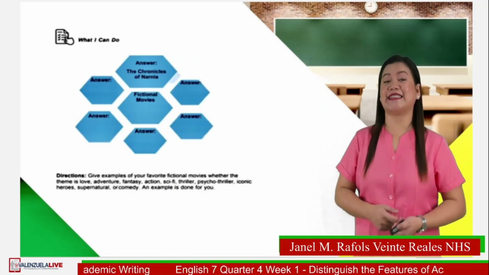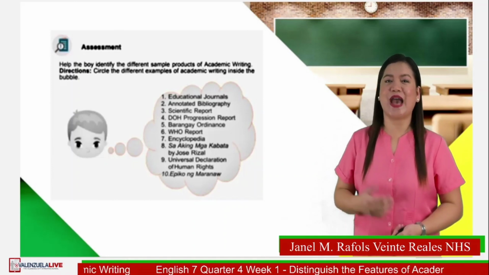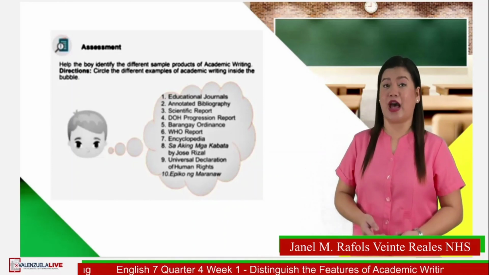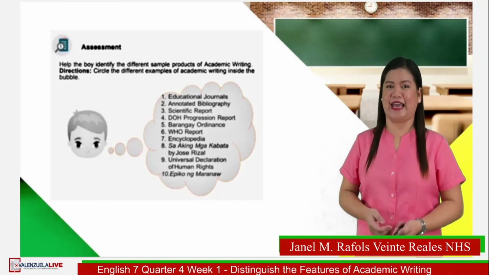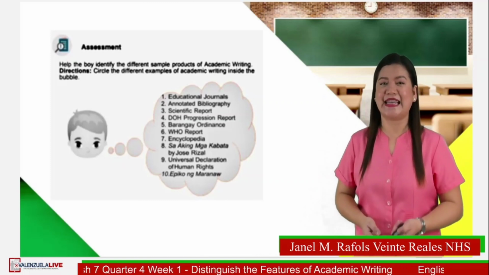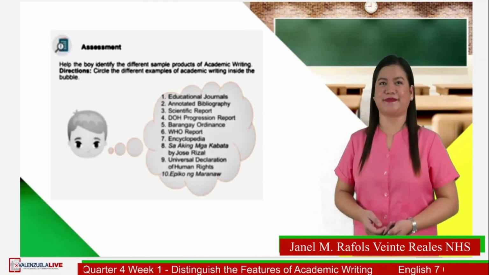For your next task, you need to help the boy identify the sample products of academic writing. You need to circle the different examples for this inside the bubble.